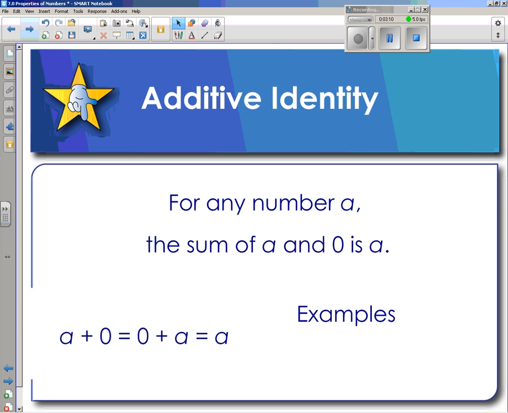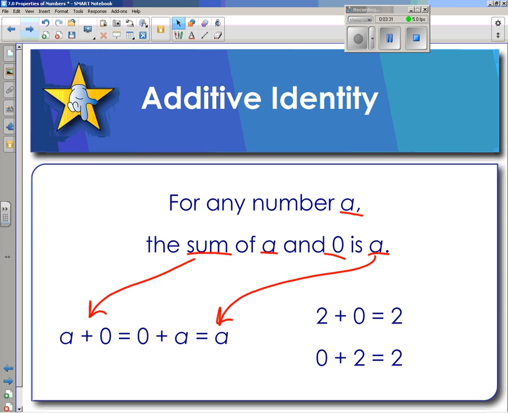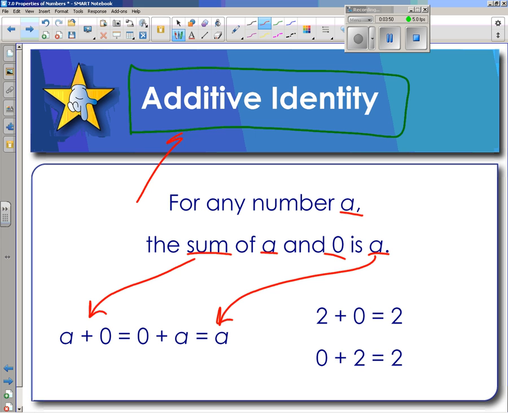If you write it in symbols, you will have A plus 0 equals 0 plus A equals A. That's just what it says here. For any number A, the sum, that's addition, of A and 0 is A, right there. Okay, that is the additive identity. Some examples, this is stuff you guys know, 2 plus 0 equals 2, or 0 plus 2 equals 2. The problem that all of you run into is remembering that that is called the additive identity. It's not good enough to know you can add 0 to any number and the number stays the same. You need to know what it is called because you are expected to know that.